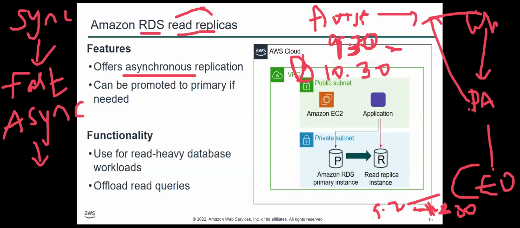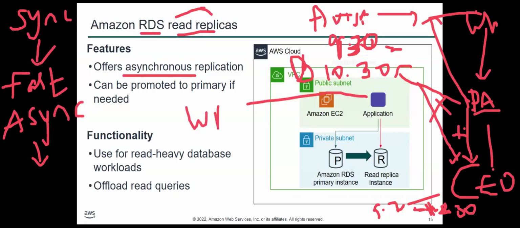What will the PA do? Will the PA go to the CEO again and ask? No, because the CEO already told the PA about his availability. So now the PA will directly answer this visitor B without going to the CEO, correct? So now this PA is becoming a read replica.